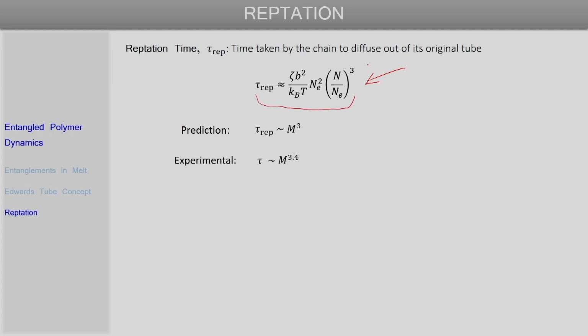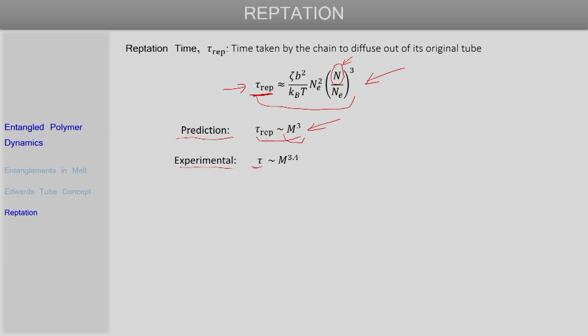What one can see from this expression, as predicted by the reptation model of de Gennes, is that the reptation time scales as the cube of the molar mass of the polymer chain. The reason is that the number of Kuhn monomers in a polymer chain is directly proportional to the molar mass. So, since the reptation time scales as the cube of the number of Kuhn monomers, it will also scale as the cube of the molar mass. That is the prediction of the reptation model.